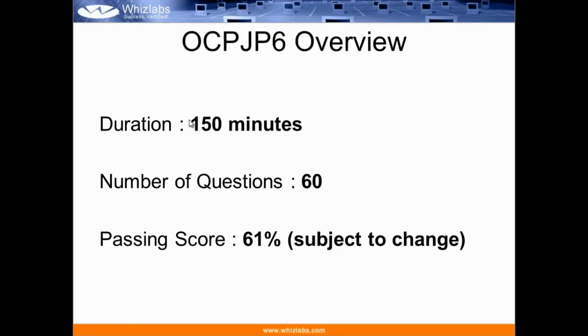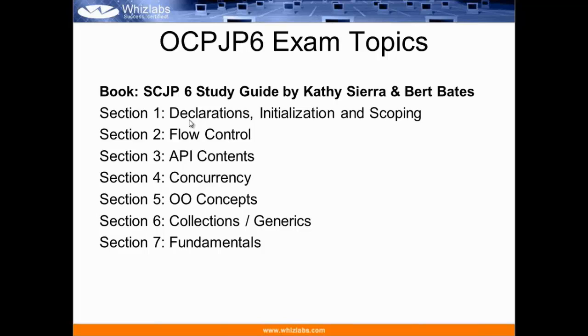OCPJP6 exam is 150 minutes duration. Total number of questions that you need to solve in it is 60 and passing score is 61%. And for this exam, the book that we recommend is SCJP6 Study Guide by Kathy Sierra and Bert Bates.